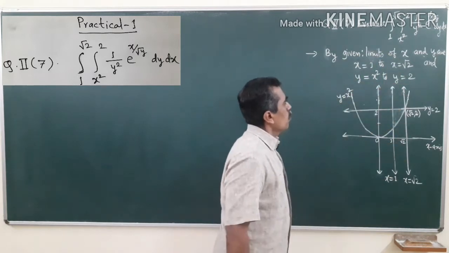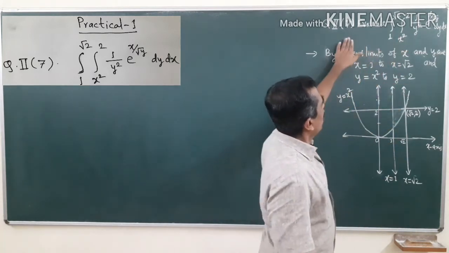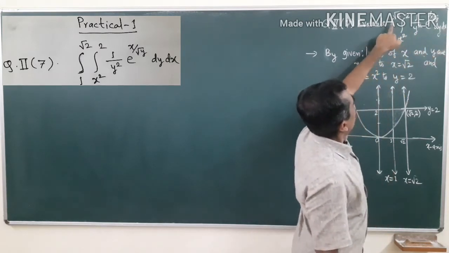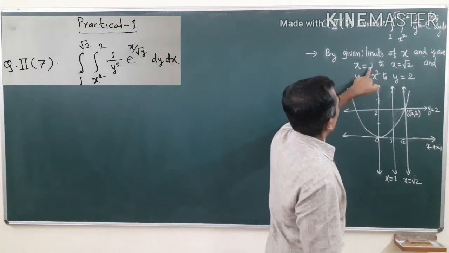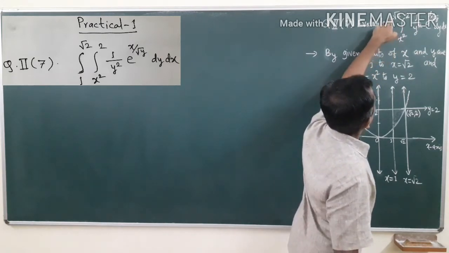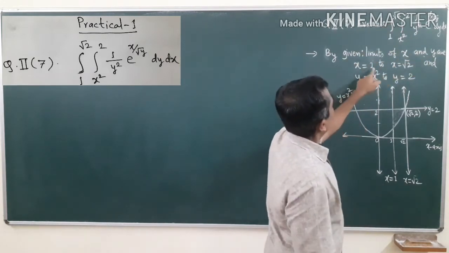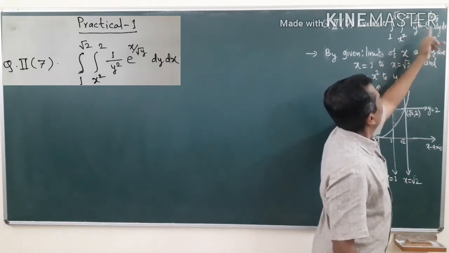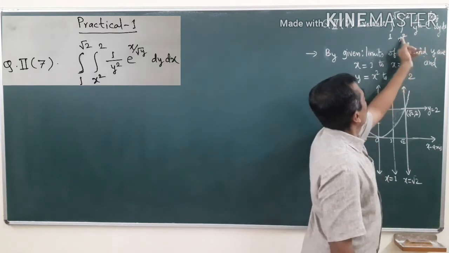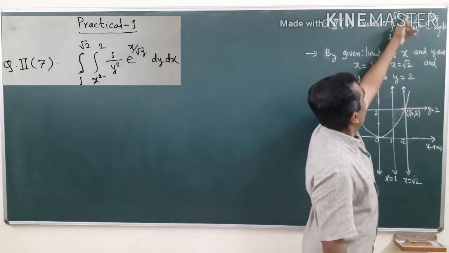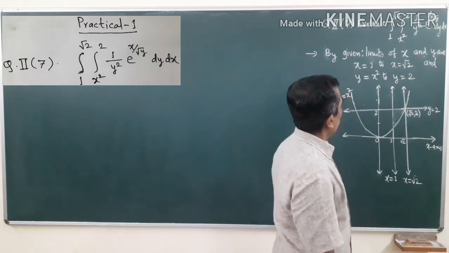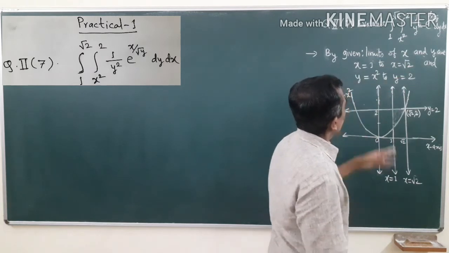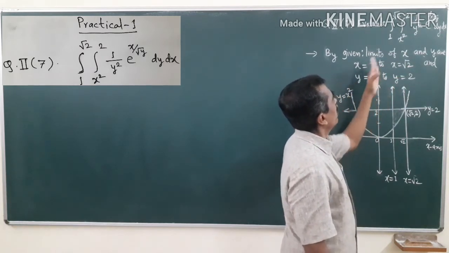So, see what are the given limits here. What are the limits of x? The outer limits are of x. So x runs from x is equal to 1 to x is equal to root 2. And for y, the inner integral, y runs from y is equal to x square to y is equal to 2. So these are the limits of x and y as given.